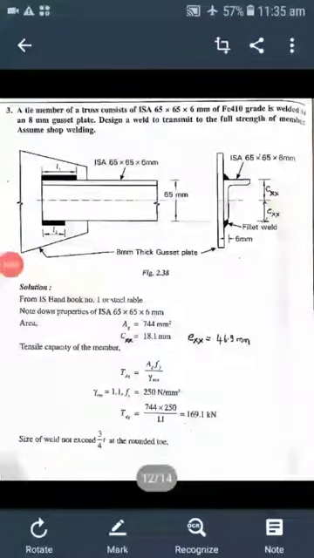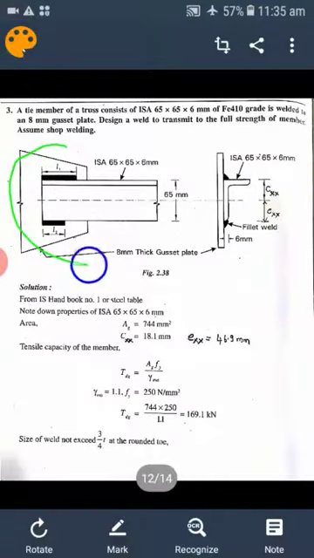Okay, let us take one more problem to understand the unsymmetrical case. The problem given is: a tie member of a truss consisting of ISA 65 by 65 by 6 mm of Fe410 grade is welded to an 8 mm gusset plate. Design a weld to transmit the full strength of the member. Assume shop welding. So here, a typical truss member joint is given.